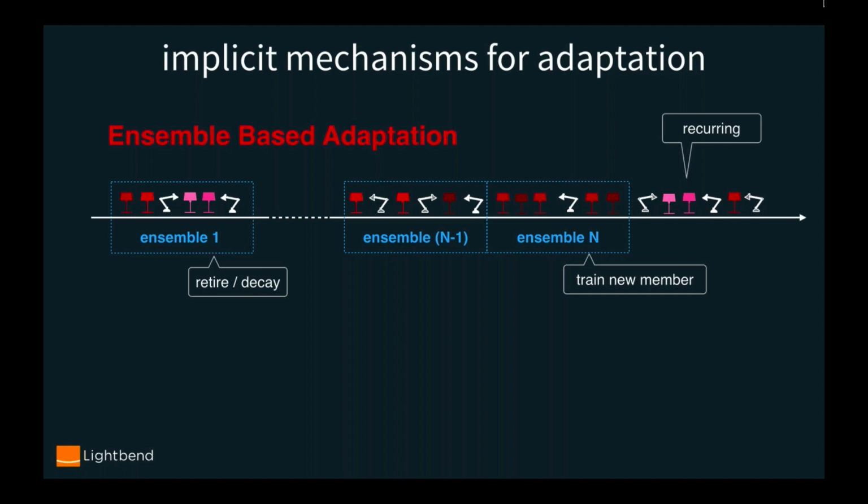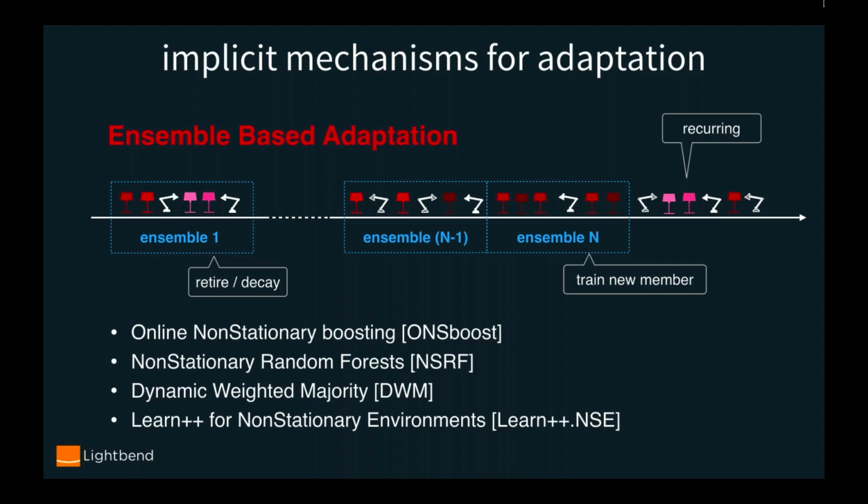Now, the advantage is if it turns out that it's a recurring concept, and we're going to encounter this concept again, we don't have to train a new classifier because we may already have an ensemble member that is retired or decayed that we can revive to address this issue. So ensemble-based methods are powerful for this. They're good for cyclical concepts. As you can imagine, pretty much all of the ensemble-based learning methods have non-stationary counterparts. We have online non-stationary boosting, non-stationary random forests, dynamic weighted majority, and Learn++ for non-stationary environments. And once again, since the learning, detection, and adaptation stages are all bundled into the algorithm itself, its complexity is not an apples-to-apples comparison, so I'll keep it out.